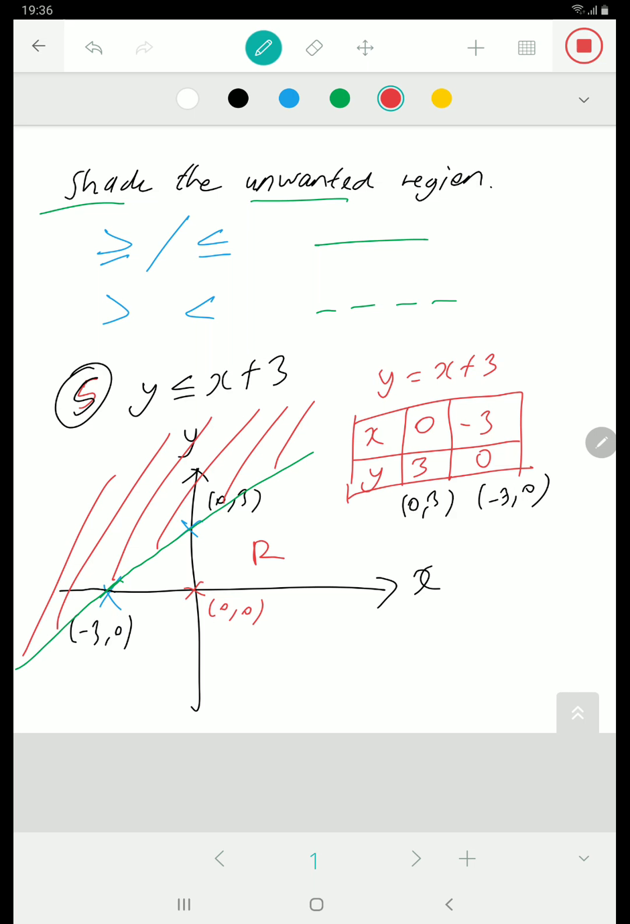So conclusion, if let's say they give you an inequality, before choosing how to shade the unwanted region, you have to form the equation of the straight line first. After you form it, okay, you find the x-intercept, y-intercept, put in a table. Then you have 2 points, you can draw a line. If bigger equal, less equal, you draw straight line. Bigger than, less than, you draw dotted line. That's all. Got it?